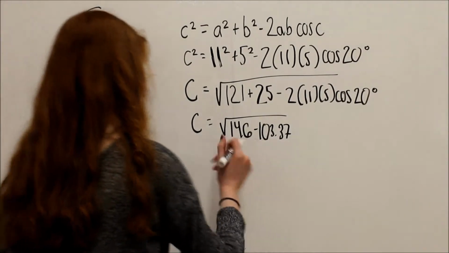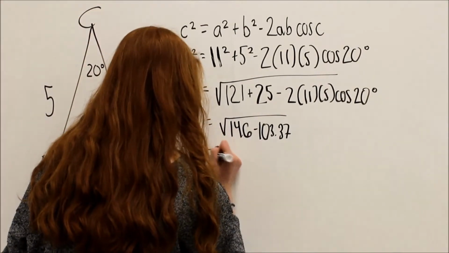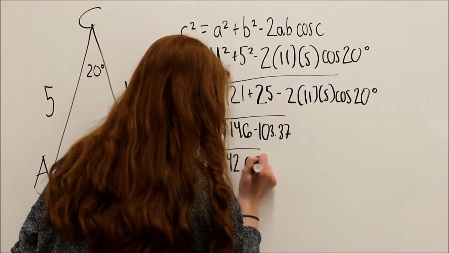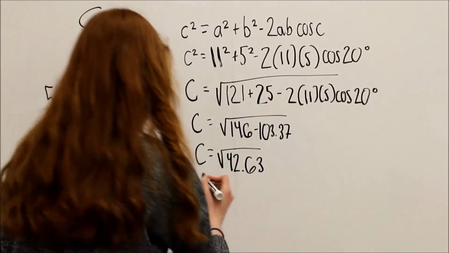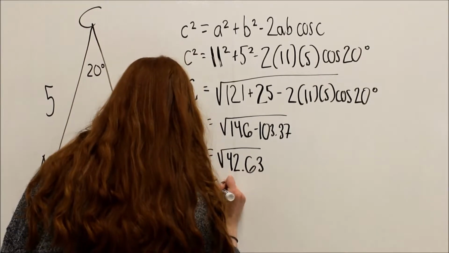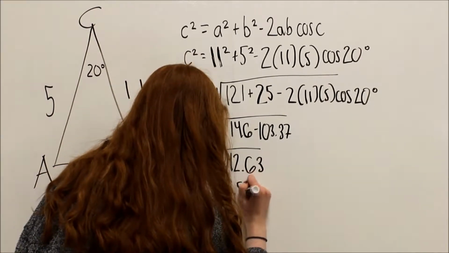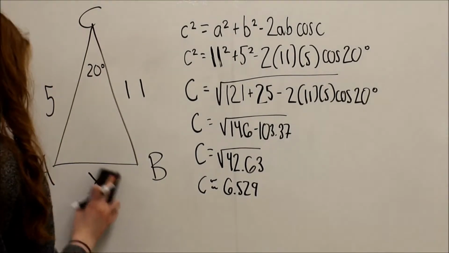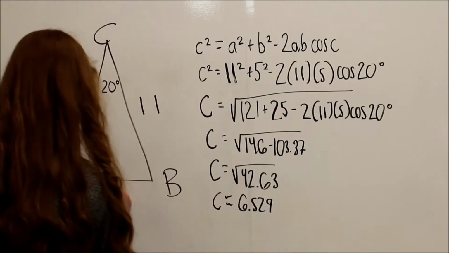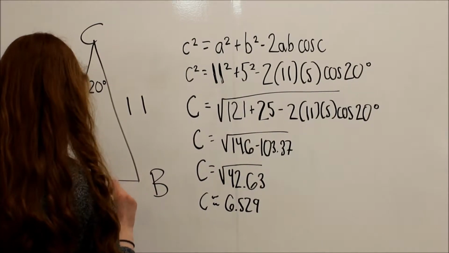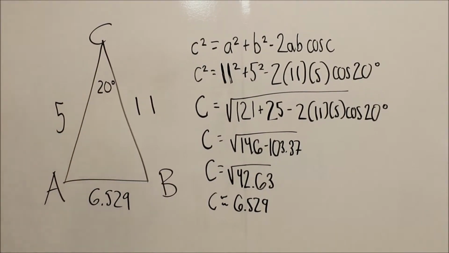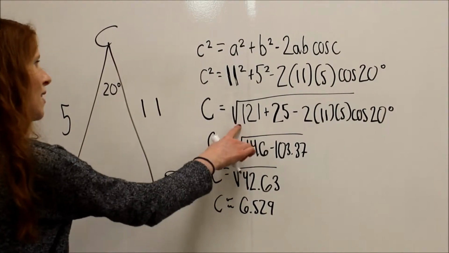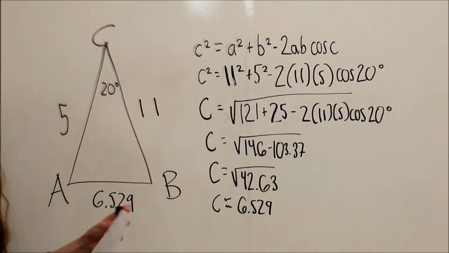Then all of this together is c equals the square root of 42.63, which is equal to approximately 6.529. That's side c. So now we're going to put that value on our triangle. So that's how you solve for c. And we did the square root because c is squared.